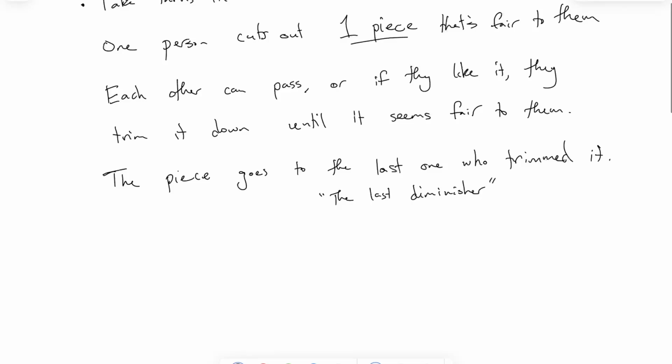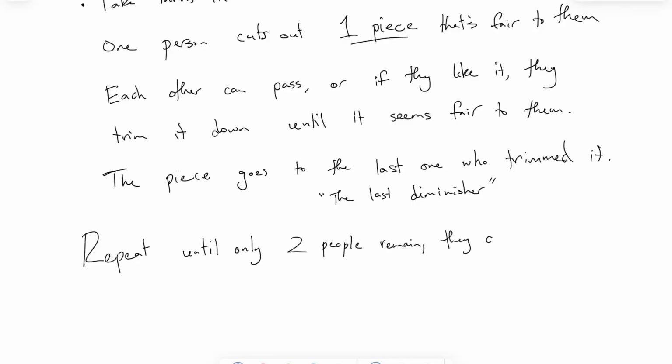So the last piece, I'll just say, repeat until only 2 people remain, and then those 2 people can just do the 2-person method. I cut, you pick, right? Repeat until only 2 people remain, and then they do divide and choose for 2 people. All right, this is the last diminisher method. There's a lot of words there, but this is fairly intuitive when you're doing it. Let's try some examples. Any questions about the words?